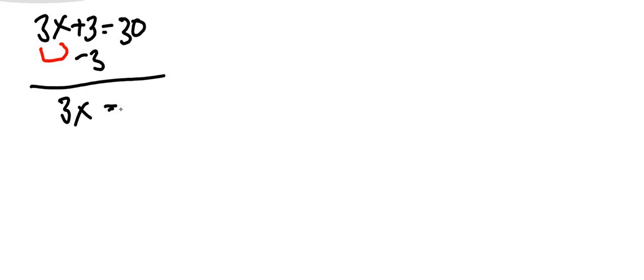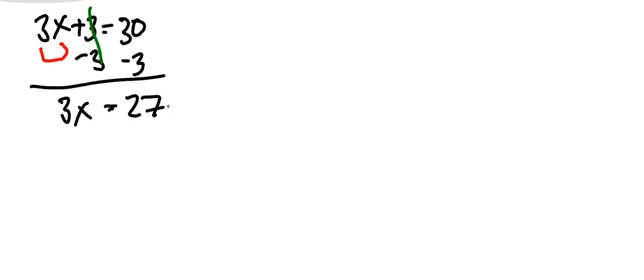But since this is an equation, each section of the equation has to be balanced. So if we subtract 3 from one side, we also have to subtract 3 from the other side. So these 3's are going to cancel. But in this case, 30 minus 3 is 27. So now we've simplified the problem.